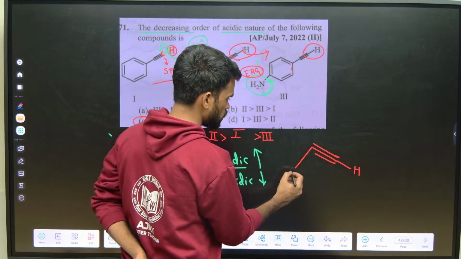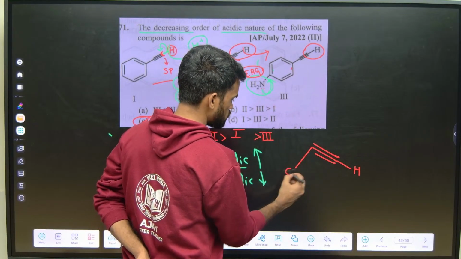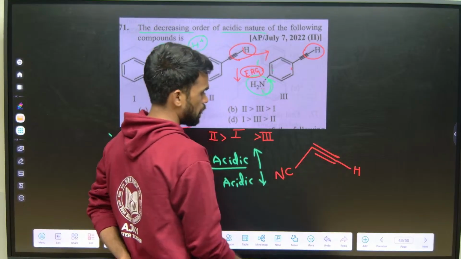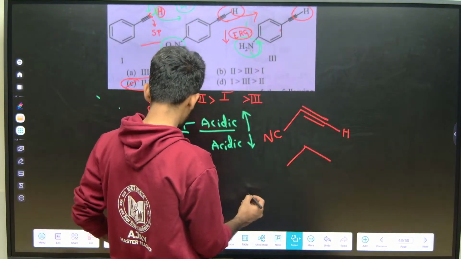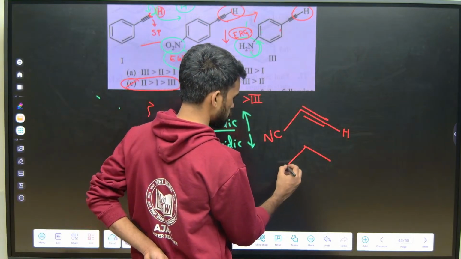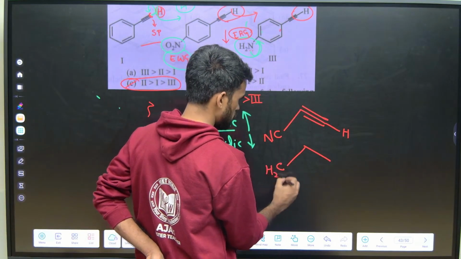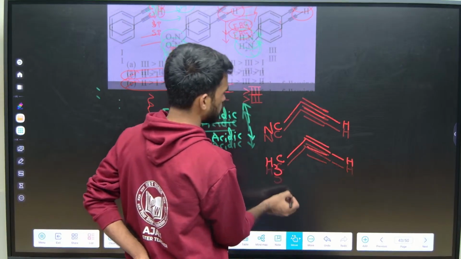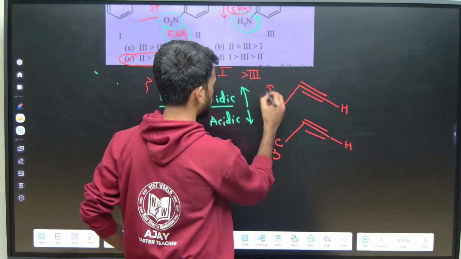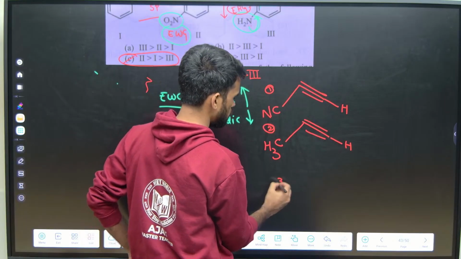Here I am attaching a cyano group, CN, and the next one here I am attaching an alkyl group, CH3, and here you have hydrogen. And one more example I am giving, 1, 2, and the third one here.